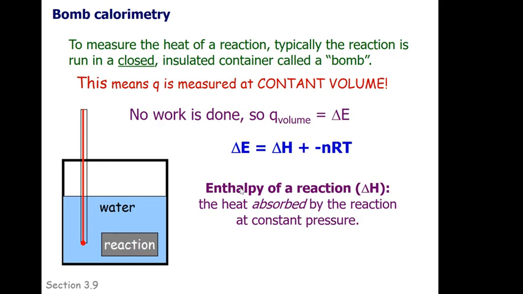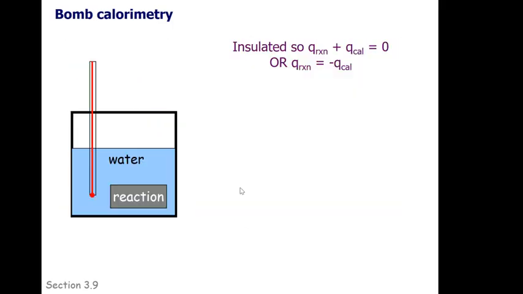I remind you that the enthalpy of a reaction, delta H, is the heat absorbed by the reaction at constant pressure. So if we look at this bomb calorimeter, it's insulated. So any heat the reaction creates plus the heat absorbed by the calorimeter must be equal to 0, or the heat the reaction generates is equal to the negative heat the calorimeter absorbs.